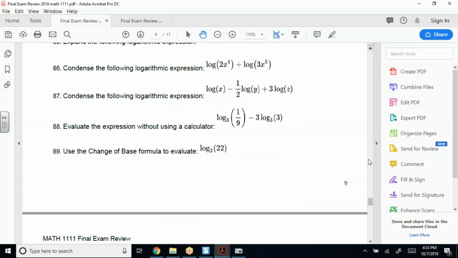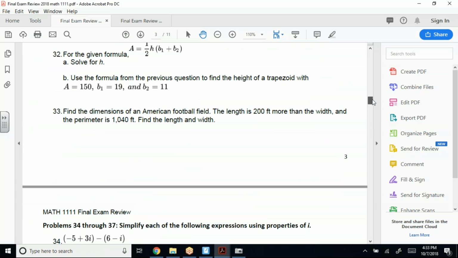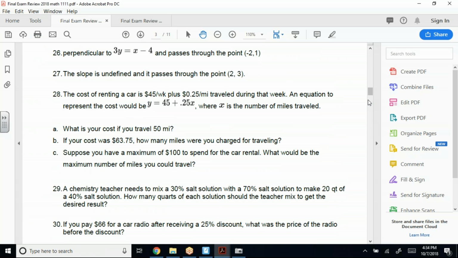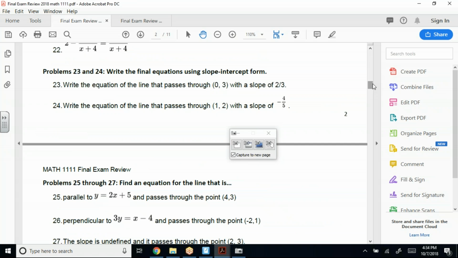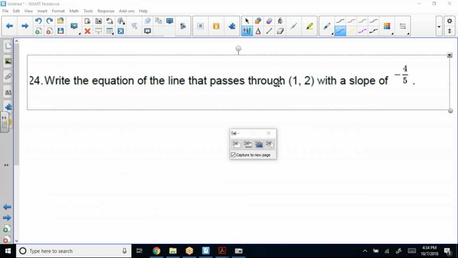So let me go to 28 real quick. All right. I don't think 28 is one of the ones I circled. I don't think it was. 24, that's why. Thank you. Okay, sweet. Okay, will you see one like this? You probably will. So let's make sure we're on the same page, okay?